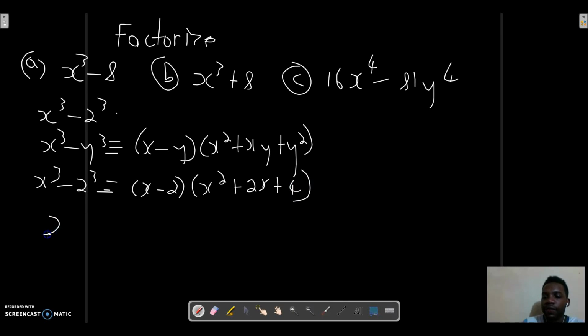In the case of x cubed plus y cubed, this would be x plus y.